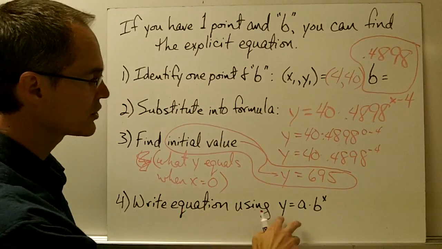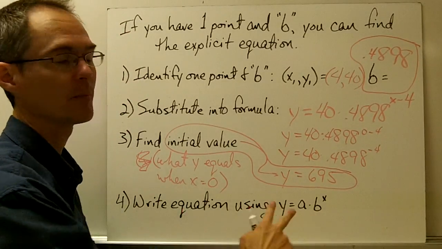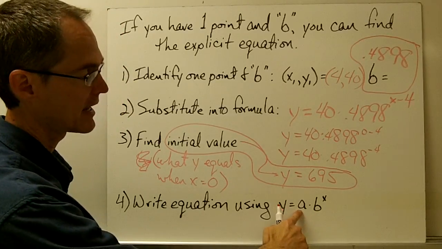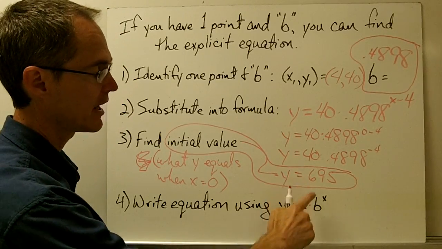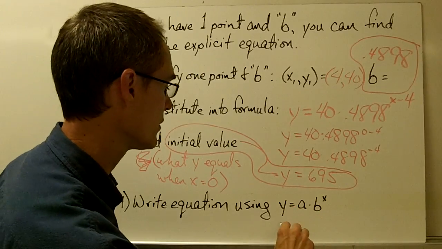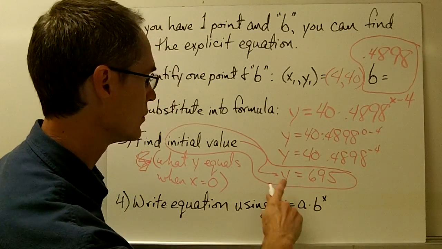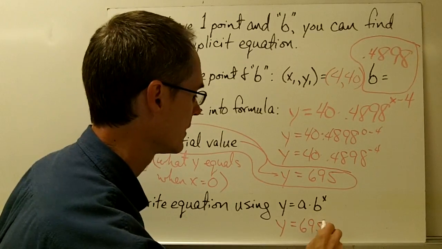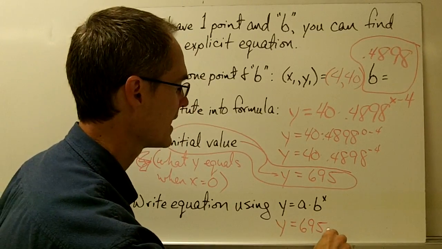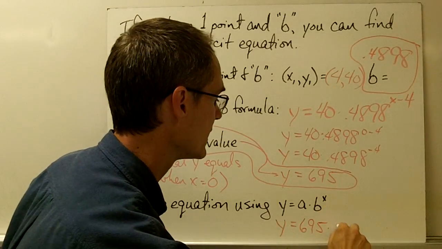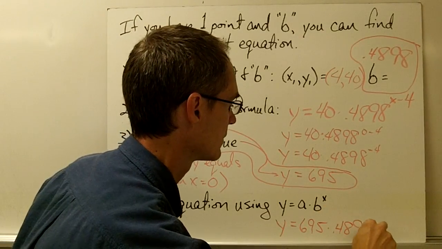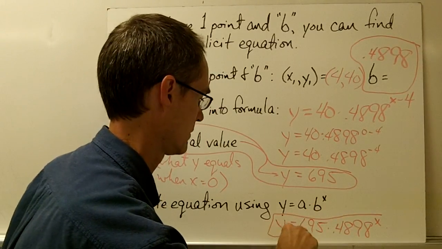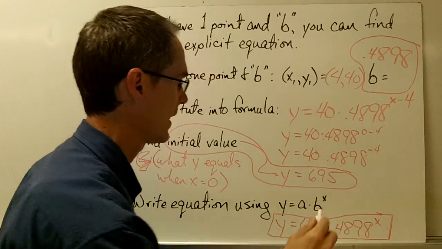Now I can write my equation using this standard form of an exponential equation. Y equals a times b to the x. Remember, a stands for the initial value, and b is the common ratio. So y equals 695, that's my initial value, times b, which is 0.4898, to the power of x. And there's my equation.